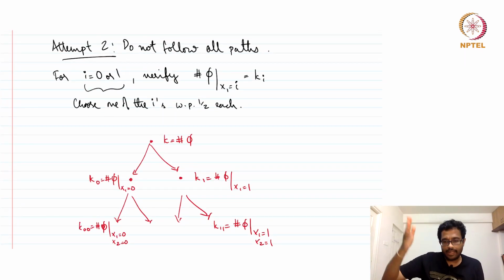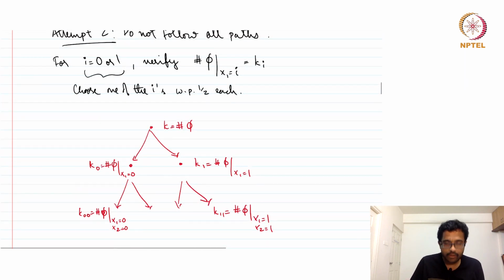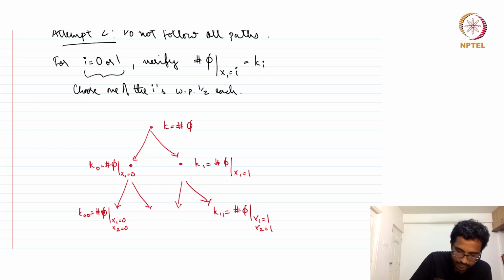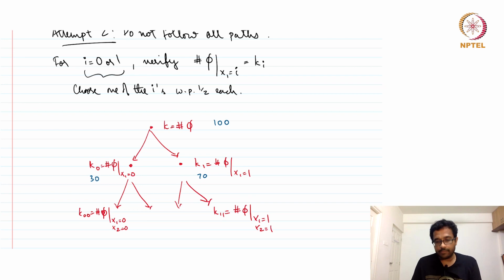So instead of checking k0 and k1, one possibility is you just check one of them. Maybe k is reported to be 100, k0 is reported to be 30, and k1 is reported to be 70. It's possible that some of them are correct and some are not. Earlier we verified both. Another attempt is to just pick one path and verify that. So we don't check everything, we just check one path.